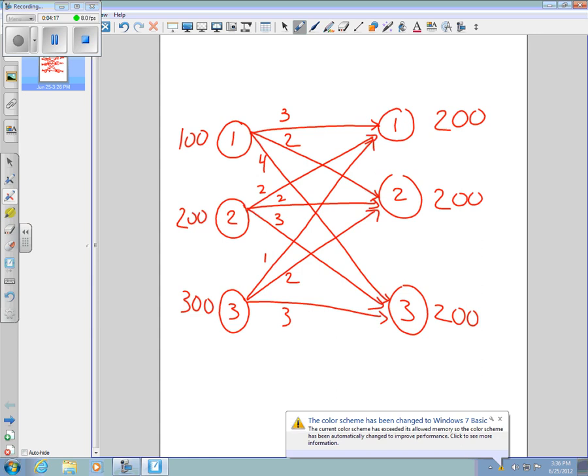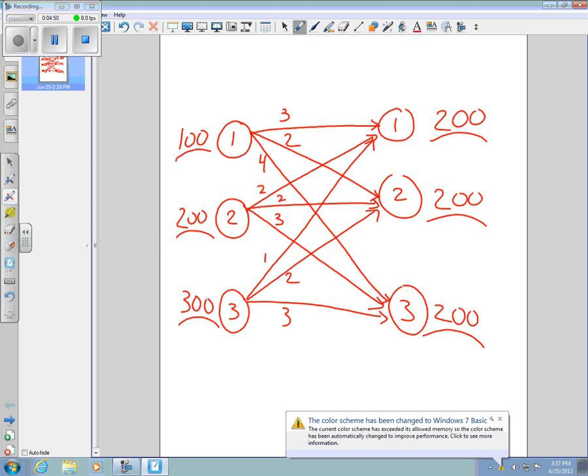You have some constraints. The first constraint says that you can only ship 100 units out of node 1. You can only ship 200 units out of node 2, and you can only ship 300 units out of node 3. You also have 3 demand constraints that say, listen, 200 units have to arrive over here at node 1, 200 units have to arrive over here at node 2, and 200 units have to arrive at node 3. So we have a constraint for every single node, and we're going to have a decision variable actually for every single arc.